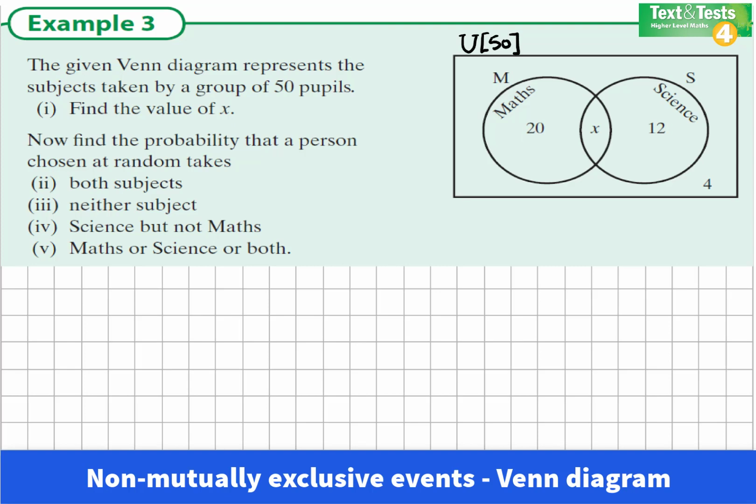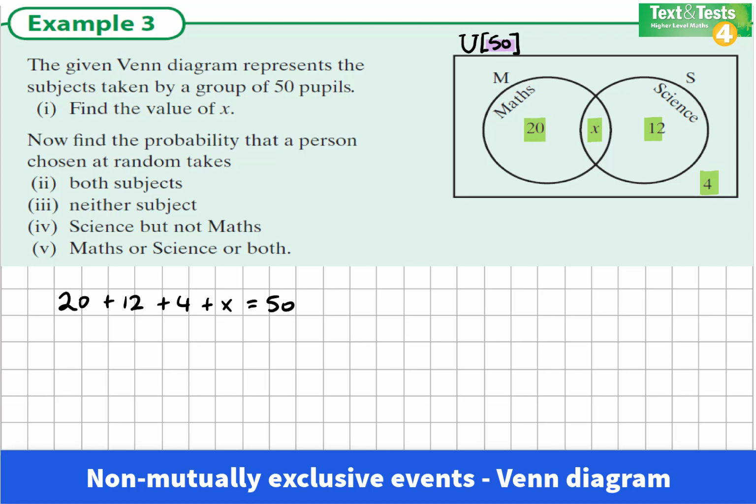So that means if we were to add the 20, the x, the 12 and the 4, it must add up to this total 50 because there's 50 things in the universe. We're asked in part 1 to find the value of x. Well, we're going to use this idea to find that. If we add 20 plus 12 plus 4 plus x, it must equal 50.